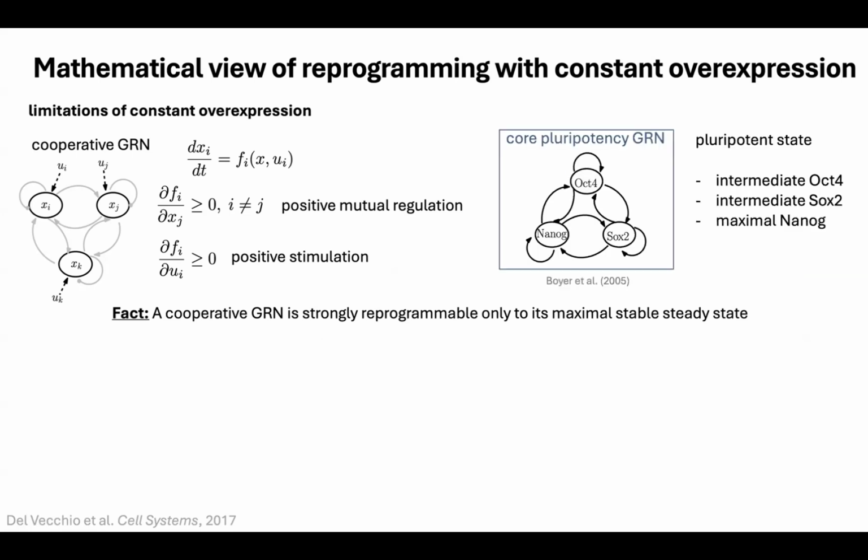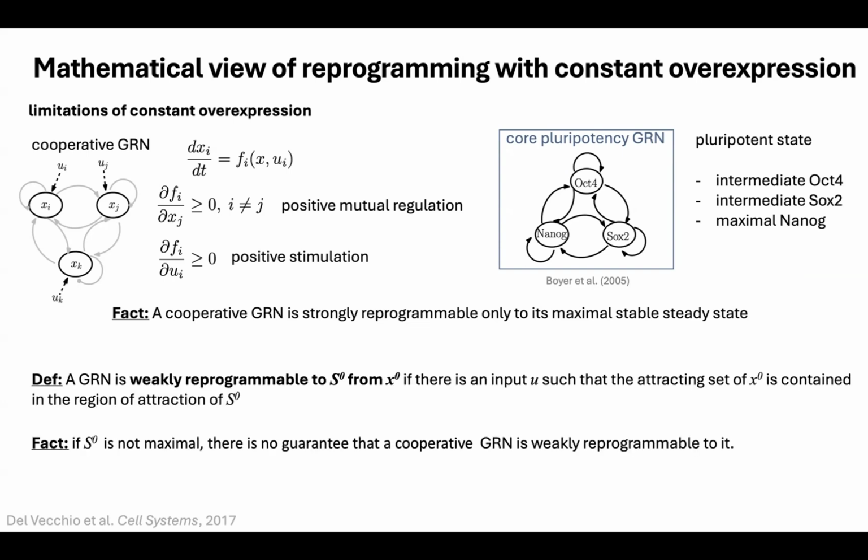So if you look at the core pluripotency gene regulatory network, you have OCT4, SOX2, and NANOG. They are all in these positive feedback loops. And so this is clearly a cooperative network. Also, you know that the pluripotent state, by the literature, has intermediate OCT4 level and intermediate SOX2 level. So it's definitely not maximal in the space of concentrations of transcription factors. Therefore, according to this simple analysis, it looks like constant overexpression may not actually be able to let you reach this intermediate state that easily.